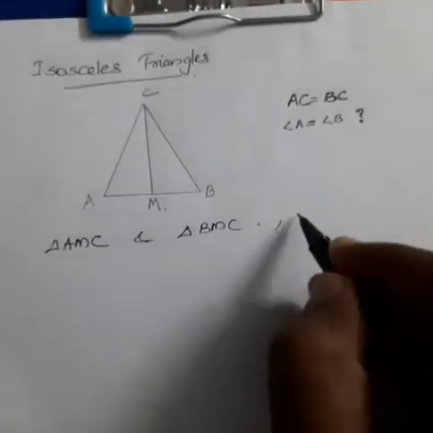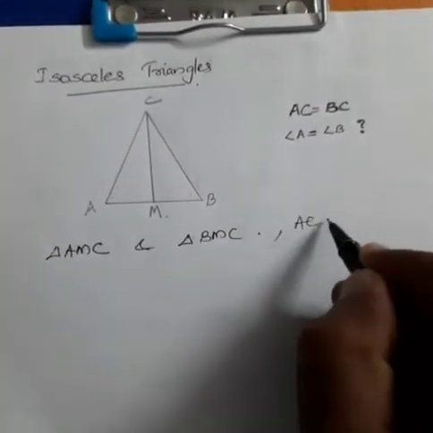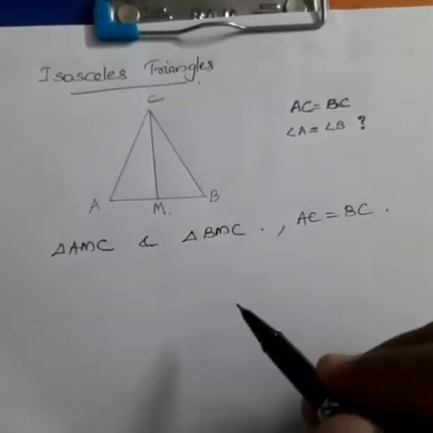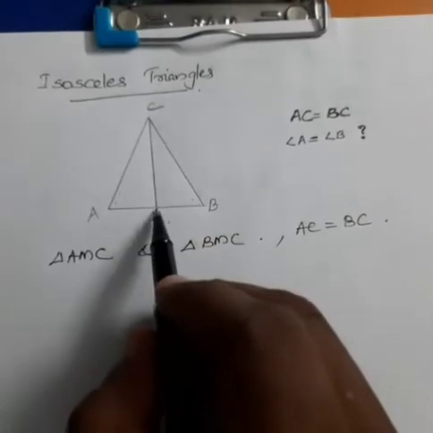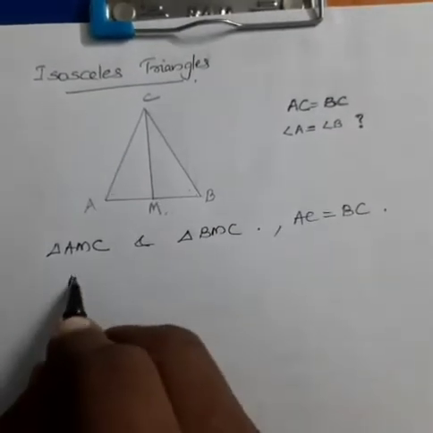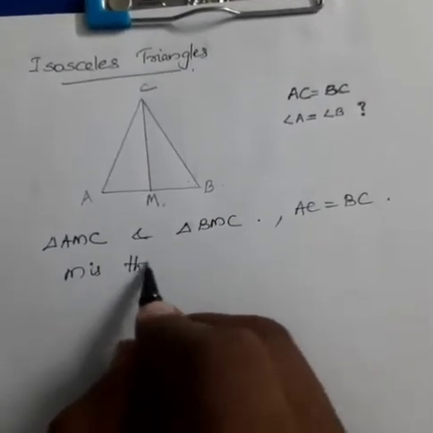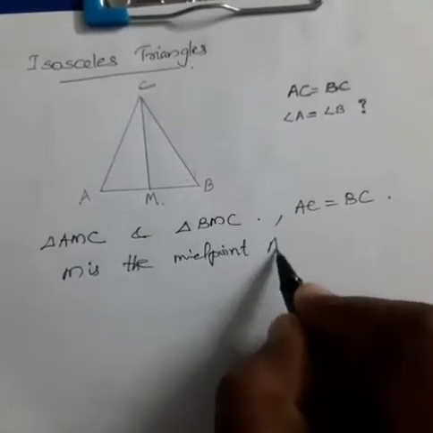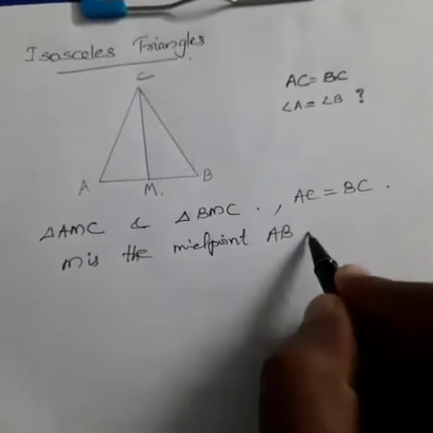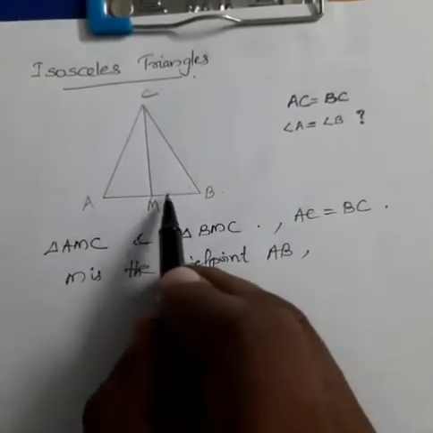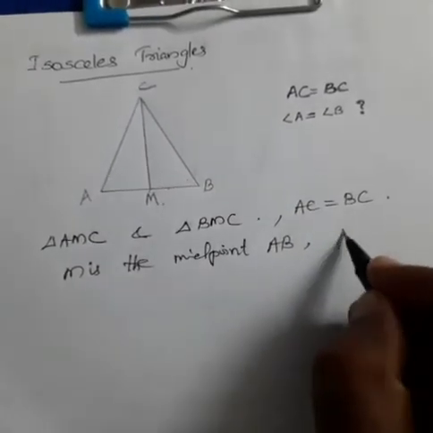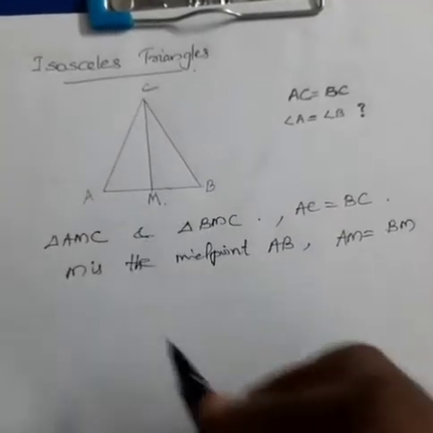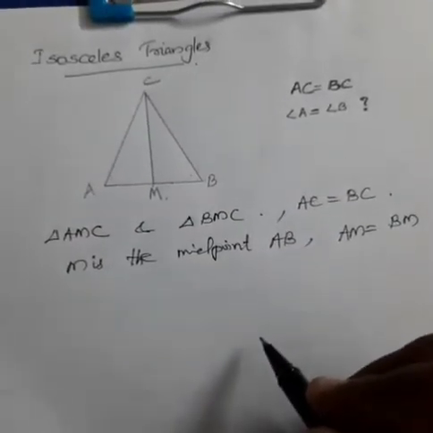And the sides are equal, that is AC is equal to BC. The sides of both the triangles are equal. And you draw a perpendicular here, so M is the midpoint of AB. Once M is a midpoint, what about these two lengths? AM should be equal to BM. These lengths are also equal.